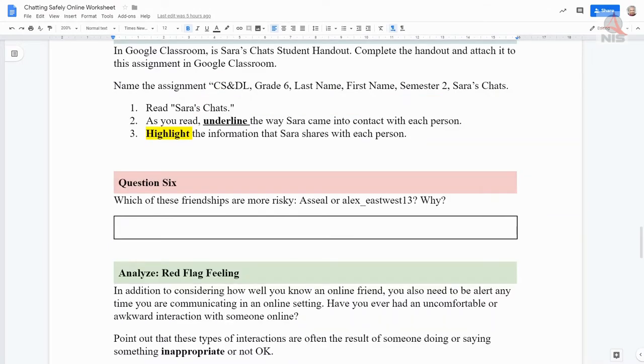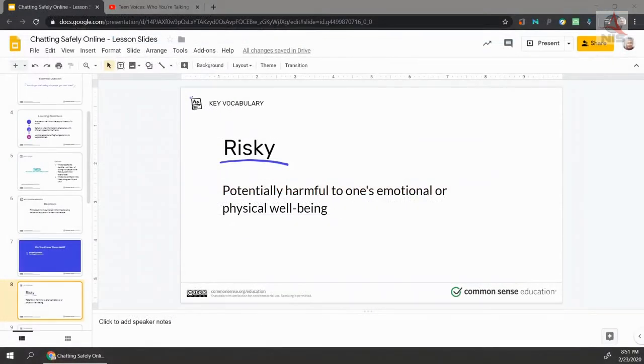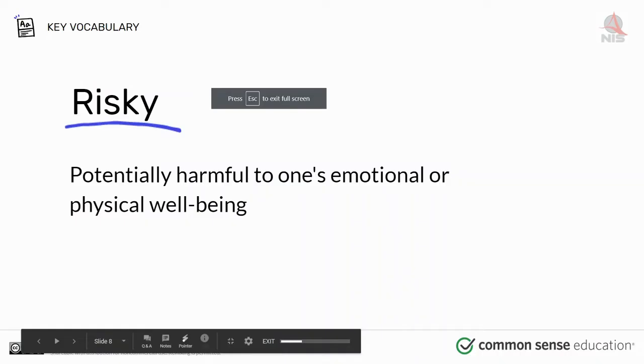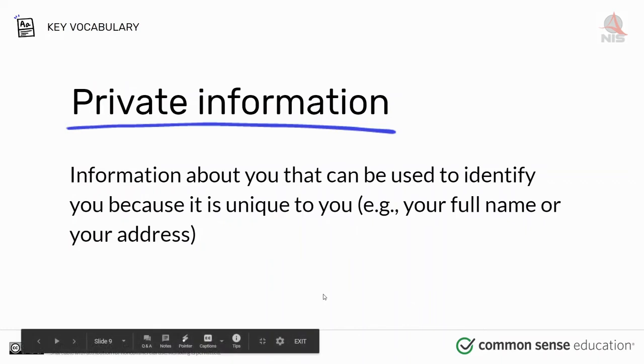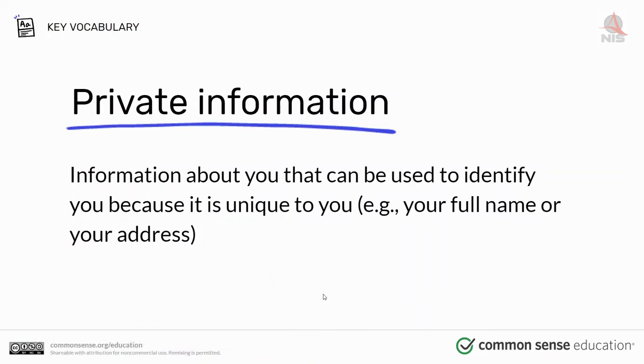Let's look at the definition of risky real quick. Risky is potentially harmful to one's emotional or physical well-being. If something online might be harmful to how you feel, or if it might actually hurt you in some way, then that's risky behavior, and you probably shouldn't be doing it. Private information is information about you that can be used to identify you because it's unique to you, such as your phone number or your full name or where you live, your address.